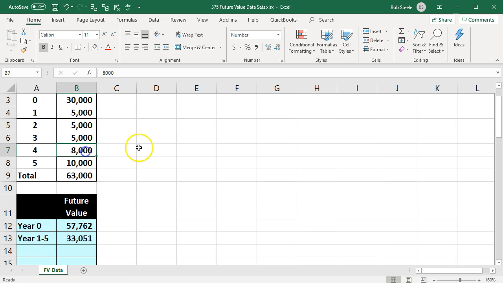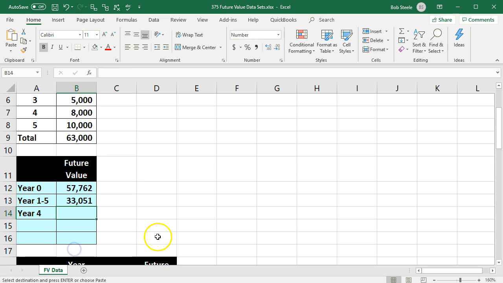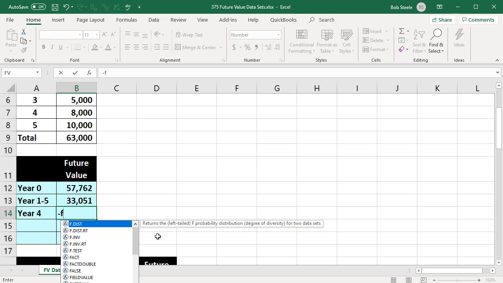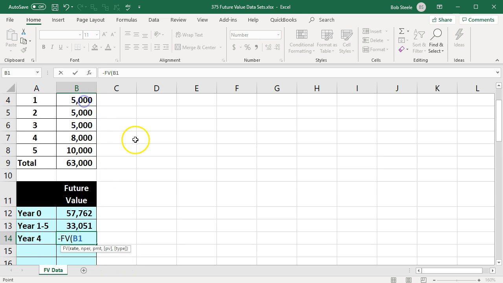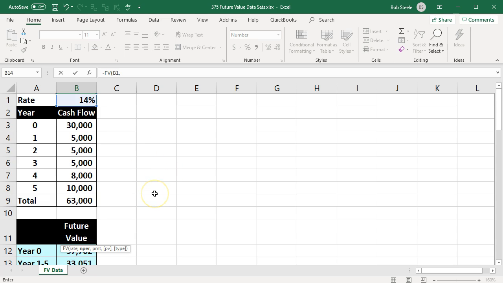33.51. Then we need to account for the 2,000 above the 5,000, 8,000 minus 5,000, 3,000 in year 4. So I'm going to pick up the year 4 added amount. We're going to say negative future value, double click the future value, pick up the rate, comma, number of periods, which in this case, now this is a little bit confusing because now we're here in year 4. If we go one more, we've got one more year out. So I'm going to pick up 1. It's going to be 1 year until we're done here.